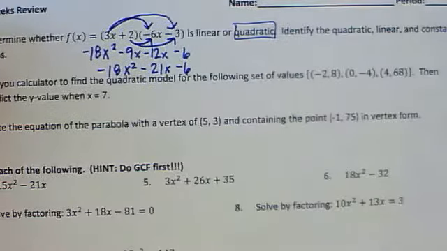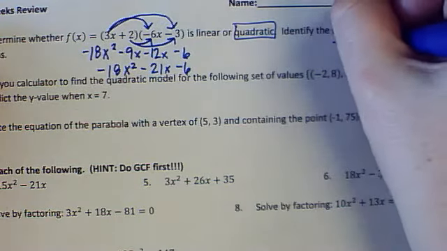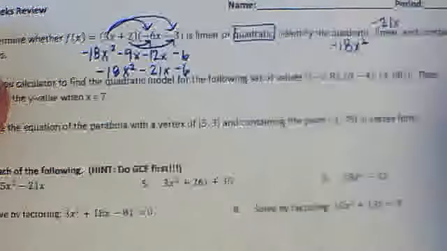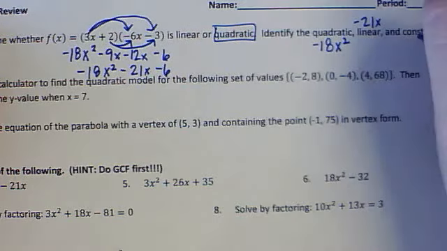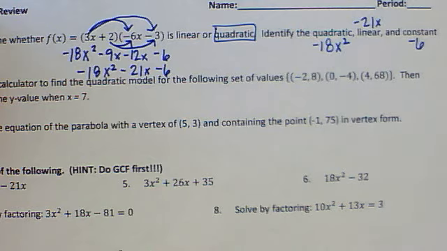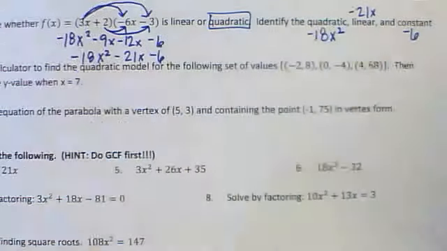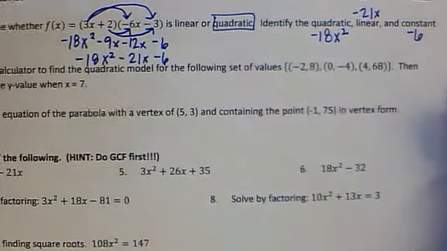Okay, the quadratic term would be the term with the x squared. The linear term would be the term with the x. And the constant term would be the number by itself. Okay, so quadratic, squared; linear, just x; constant, number. Alright, so there's number 1.